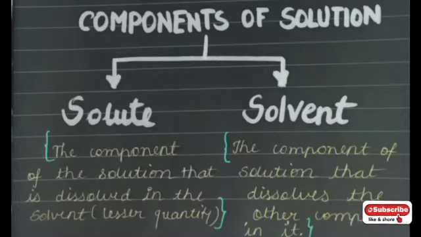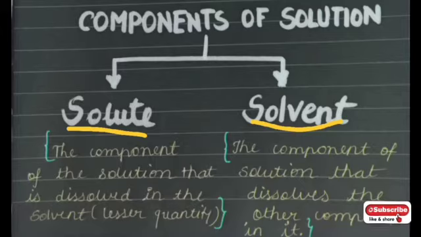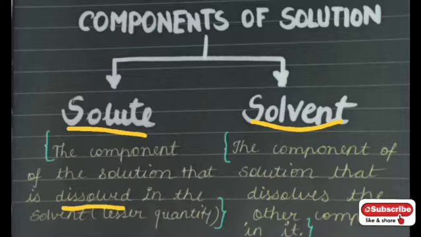So I said that a solution is made up of some substances, or you can say a mixture. But what are the substances that are present in a mixture? We call them components of a solution. The components of a solution can be divided into two types, solute and solvent. The solute is the component that is dissolved in a solvent. So a smaller amount of any substance which is present in a solution and which is dissolved in any other substance is called a solute.